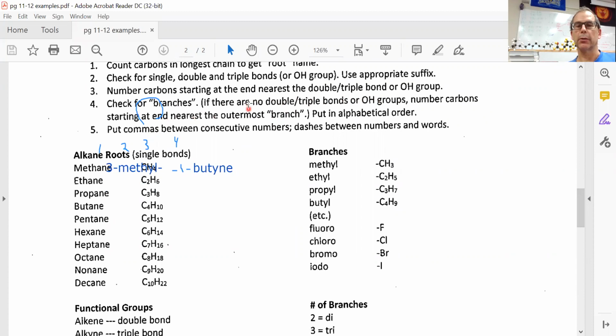But there are. So the priority is the triple bond for counting. Okay, and then we just had a one branch methyl, and it was on carbon number 3, and that's that CH3 branch.